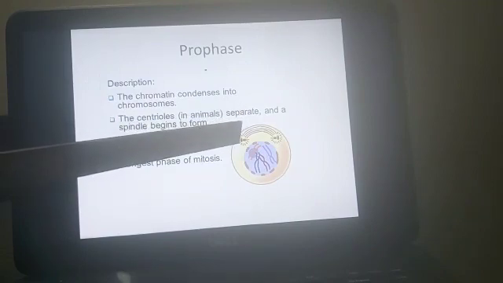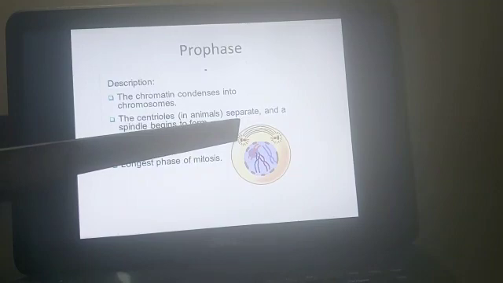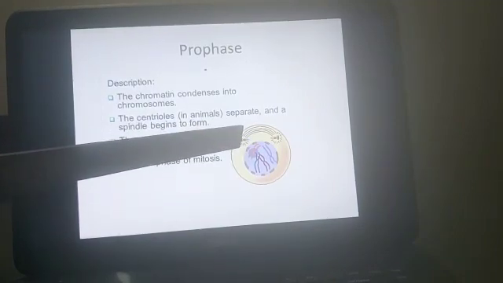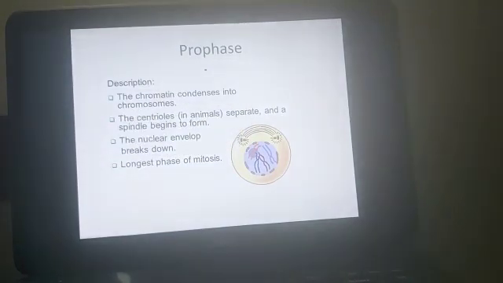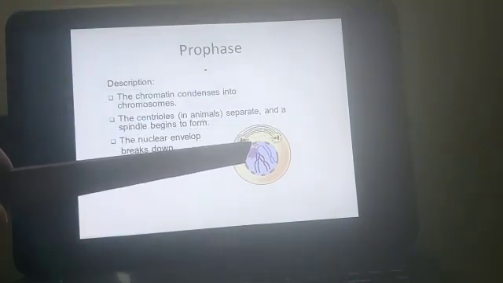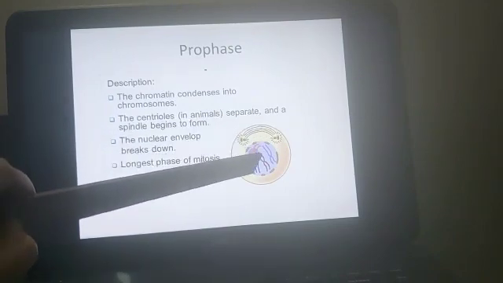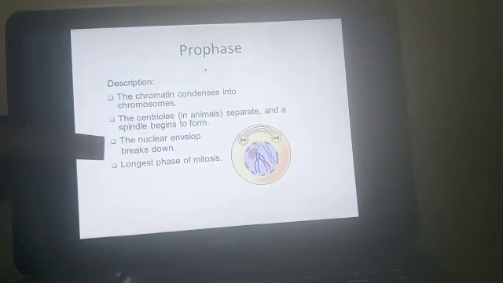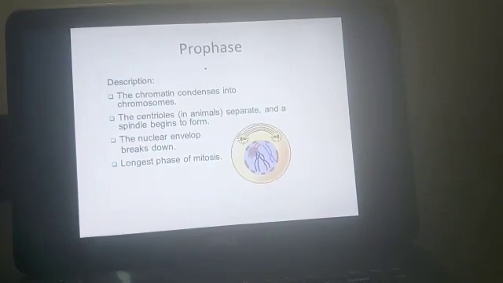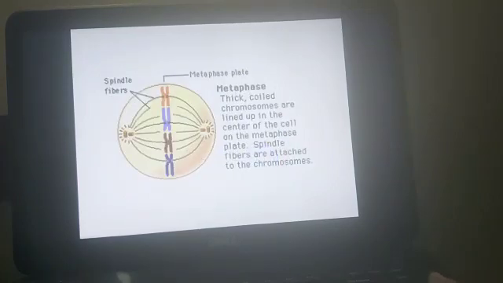Centrioles are present in animal cells near the nucleus. That is what you will write in your examination paper if the location of centrioles is asked. I'll repeat it once again. The centrioles are present in animal cells near the nucleus, in the cytoplasm. Here you can see the nucleus, and this nuclear membrane has pores. The nuclear membrane or envelope breaks down. This is one of the longest phases in the mitotic division. These are the various occurrences that happen in the prophase.